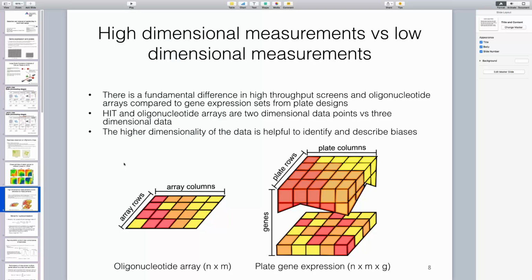So we can use the third dimension of this data to describe the bias better and more robustly, and then remove it from the data.